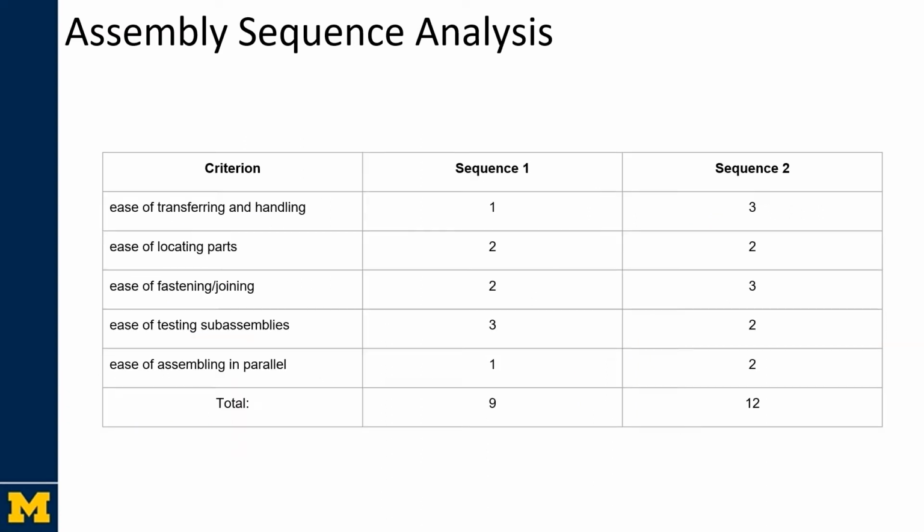There is a table to show the difference between sequence 1 and sequence 2. From the table, we can see sequence 2 is better for transferring and handling, better for fastening and joining, and also better for assembling in parallel. The only thing sequence 1 is better at than sequence 2 is testing the sub-assembly. As a result, sequence 1 got 9 points and sequence 2 got 12 points. So we will choose the bottom-up sequence to do the assembly.